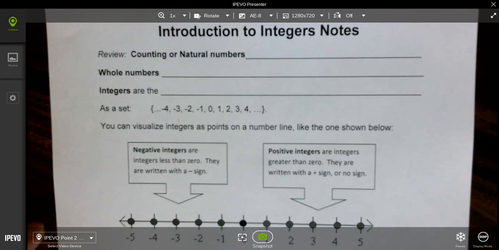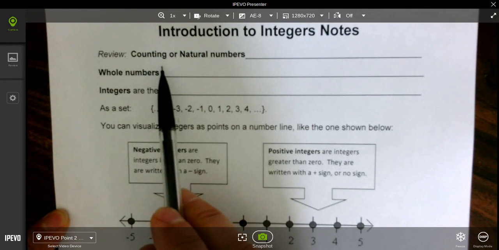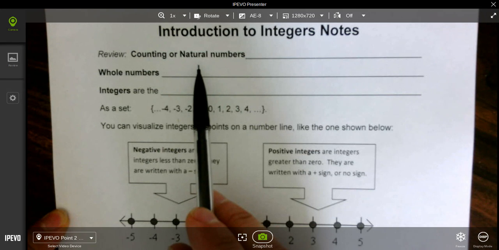In this lesson, you're going to have an introduction to integers. And before we actually talk about what an integer is, we're going to review a couple of sets of numbers that you should be familiar with, starting with the counting numbers, which are also called natural numbers.